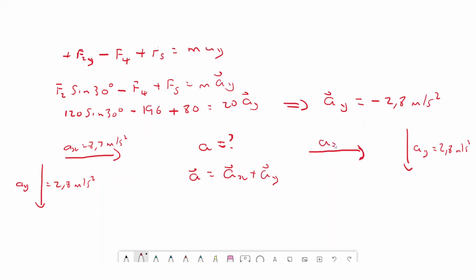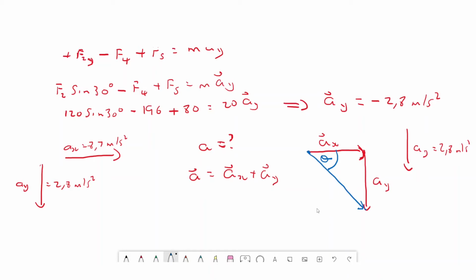This is AX. And then from the head of AX, draw AY. AY is a vector going down. So from that head, I'm going to draw AY. AY is going down, which means that the vector that I join from the tail of the first vector to the head of the second vector is going to be the total acceleration. So whatever angle theta I'm going to calculate, it will be an angle that looks like that.